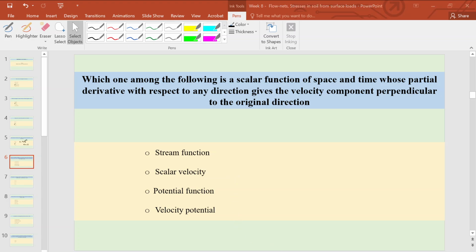Which one among the following is a scalar function of space and time whose partial derivative with respect to any direction gives the velocity component perpendicular to the original direction? What is the answer?